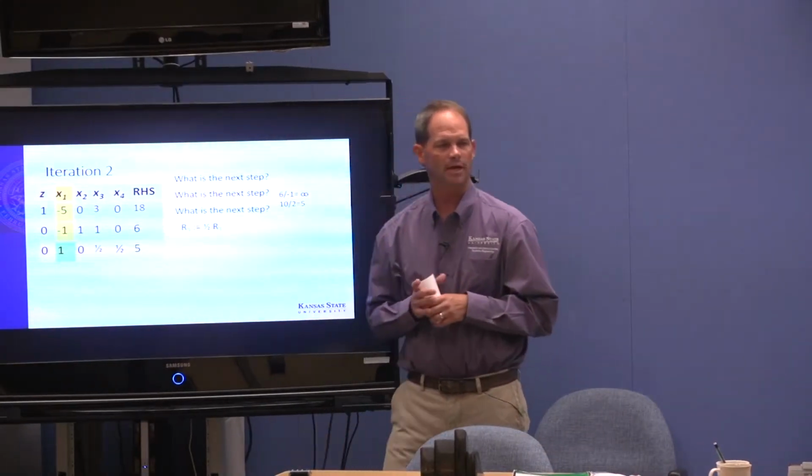Okay, how do we make the 0 in this one right up top? Row 1 plus 5 row 3. Okay, so you multiply this row by 5, add up, you get that, and how do you make the 0 here? Row 2 plus row 3. Row 2 plus row 3, and that gets that.